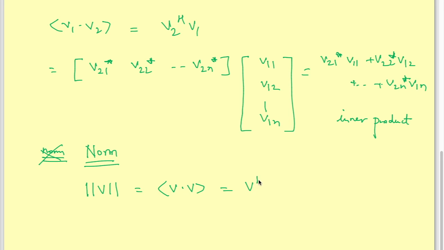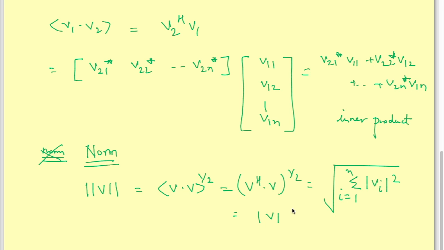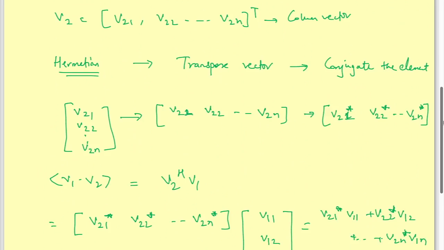So it is nothing but this, which is represented as, and here there is a 1 by 2 also. So we need to find the root of this also. So it is represented as, since v Hermitian into v will become mod of v, okay, and we will take its half. So it is represented something like this.